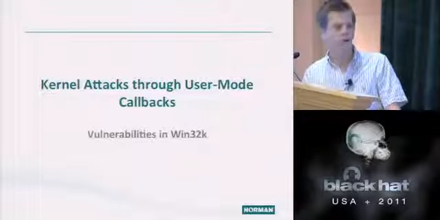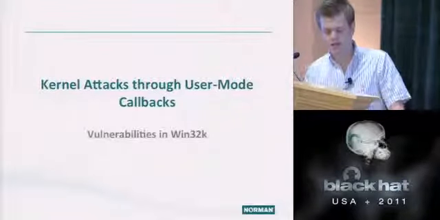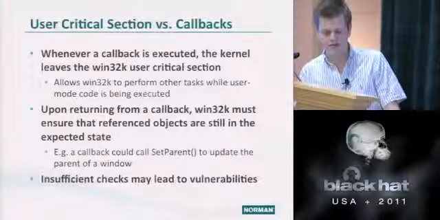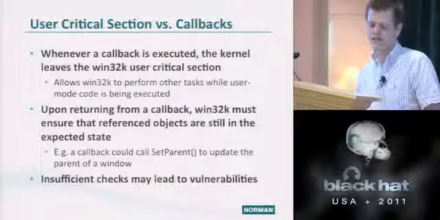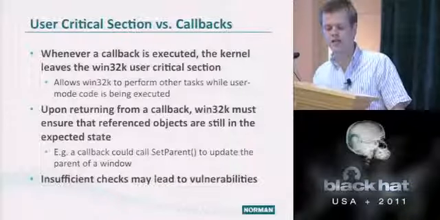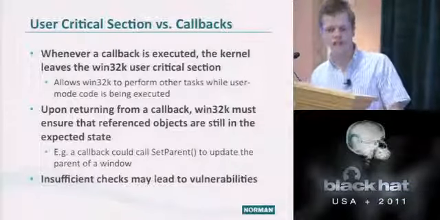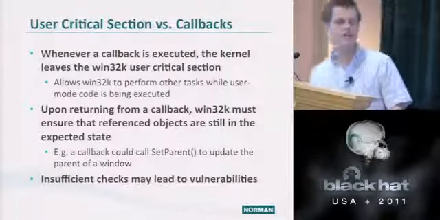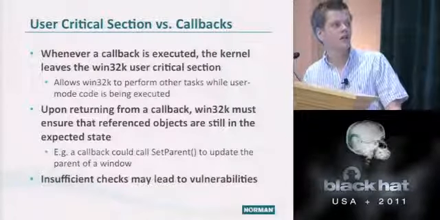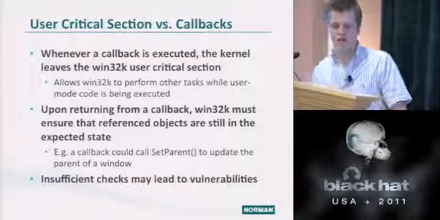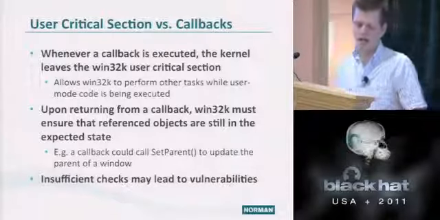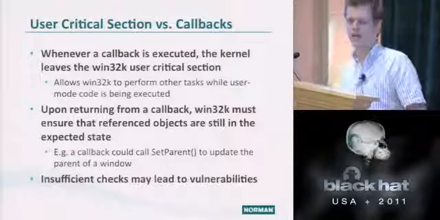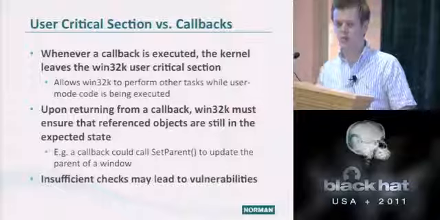So you're probably wondering, why are callbacks bad? What about this global lock? The user critical section: whenever a callback is executed, the kernel leaves this section. This is to be able to perform other tasks while the user mode code is being executed. And upon returning from the callback, it re-enters the critical section, or reacquires the global lock.